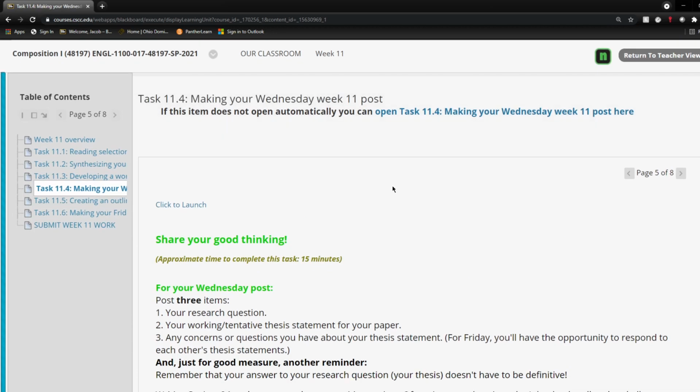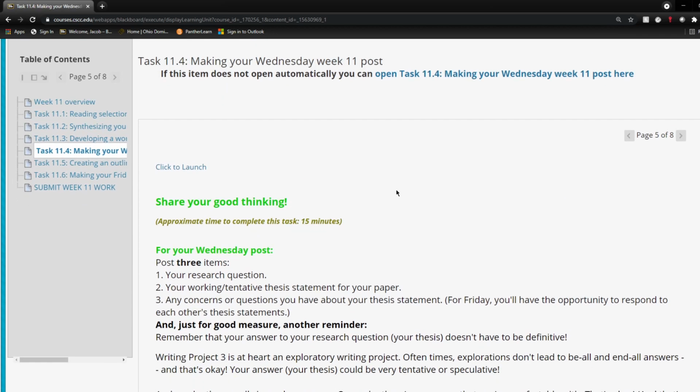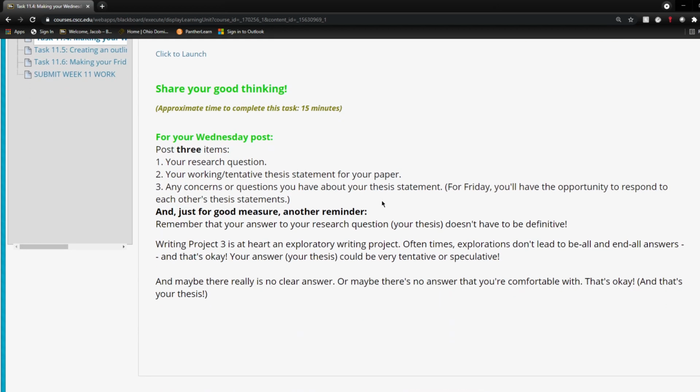For task 11.4, you are going to be making your Wednesday discussion board post. In this post, I'd like you to post three things. One, your research question. Two, your working or tentative thesis statement for your paper. And then any concerns or questions you have about your thesis statement.